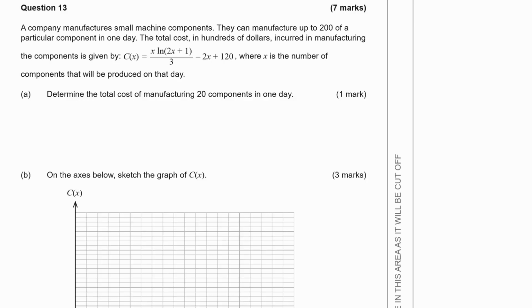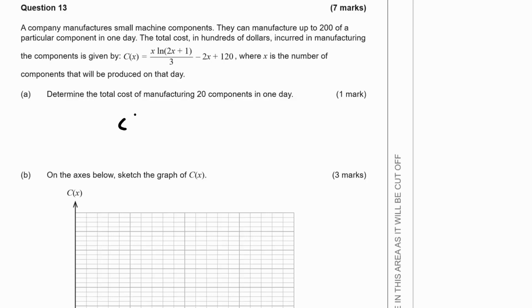A company manufactures small machine components. They can manufacture up to 200 of a particular component in one day. The total cost in hundreds of dollars incurred in manufacturing the components is given by this expression here, where X is the number of components that will be produced on that day. Determine the total cost of manufacturing 20 components.